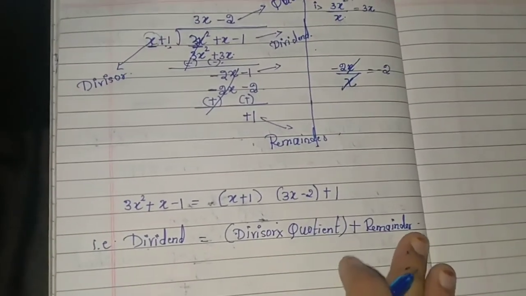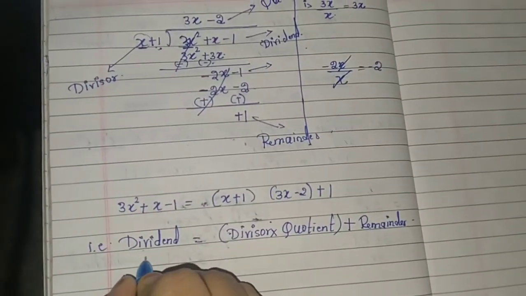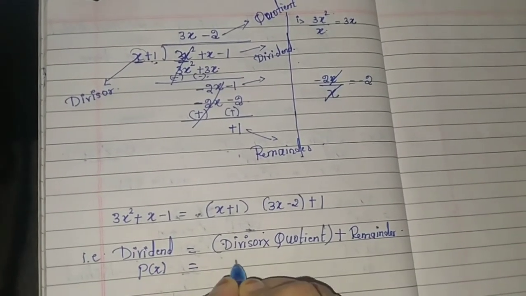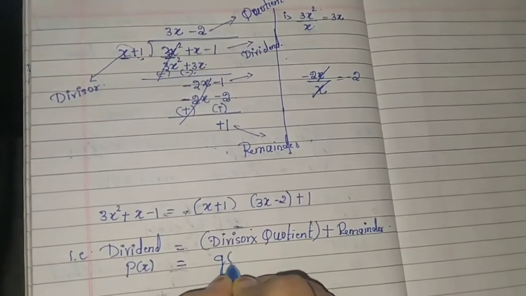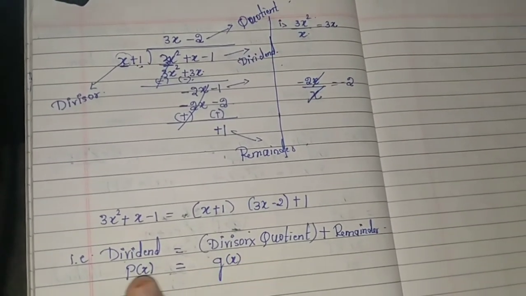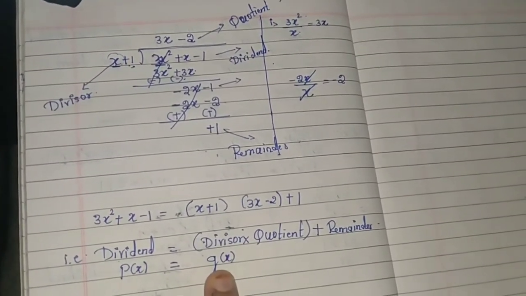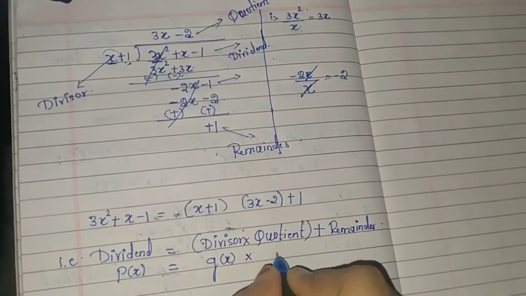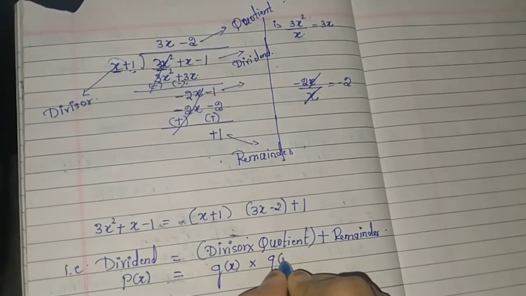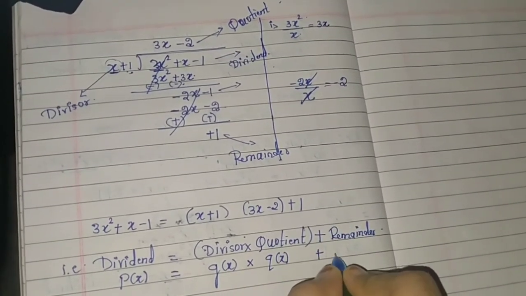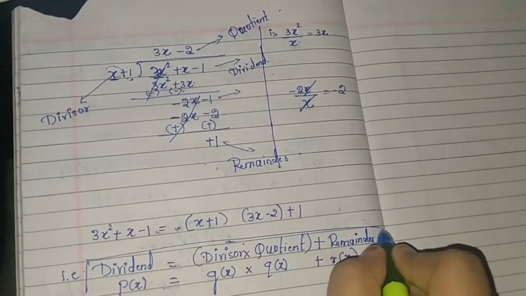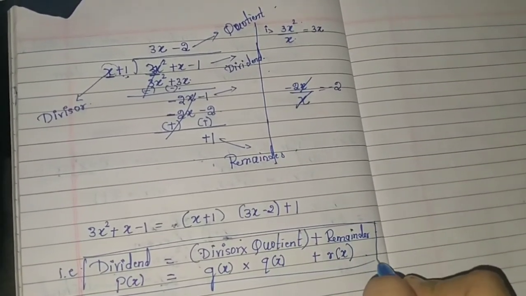Now in general, if the dividend is written as p of x, and the divisor as g of x, that is another polynomial, so p of x and g of x are the two polynomials here. The quotient you get can be written as q of x and the remainder can be written as r of x. This is important while solving problems. Just keep it in mind.